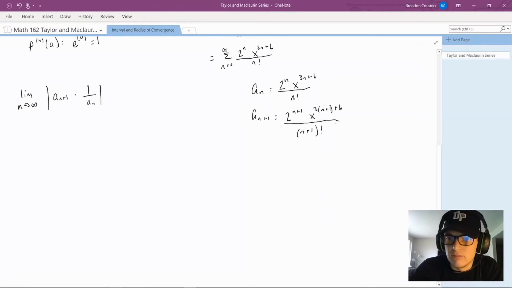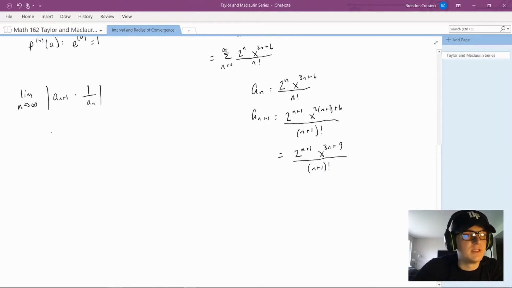Okay, and so now we just want to simplify this maybe one more step here. So this is going to be 2 to the n plus 1 times x to the, looks like 3n plus 3 plus 6. So we have 3n plus 9 divided by n plus 1 factorial. Okay, so now we can go ahead and plug everything into our limit.